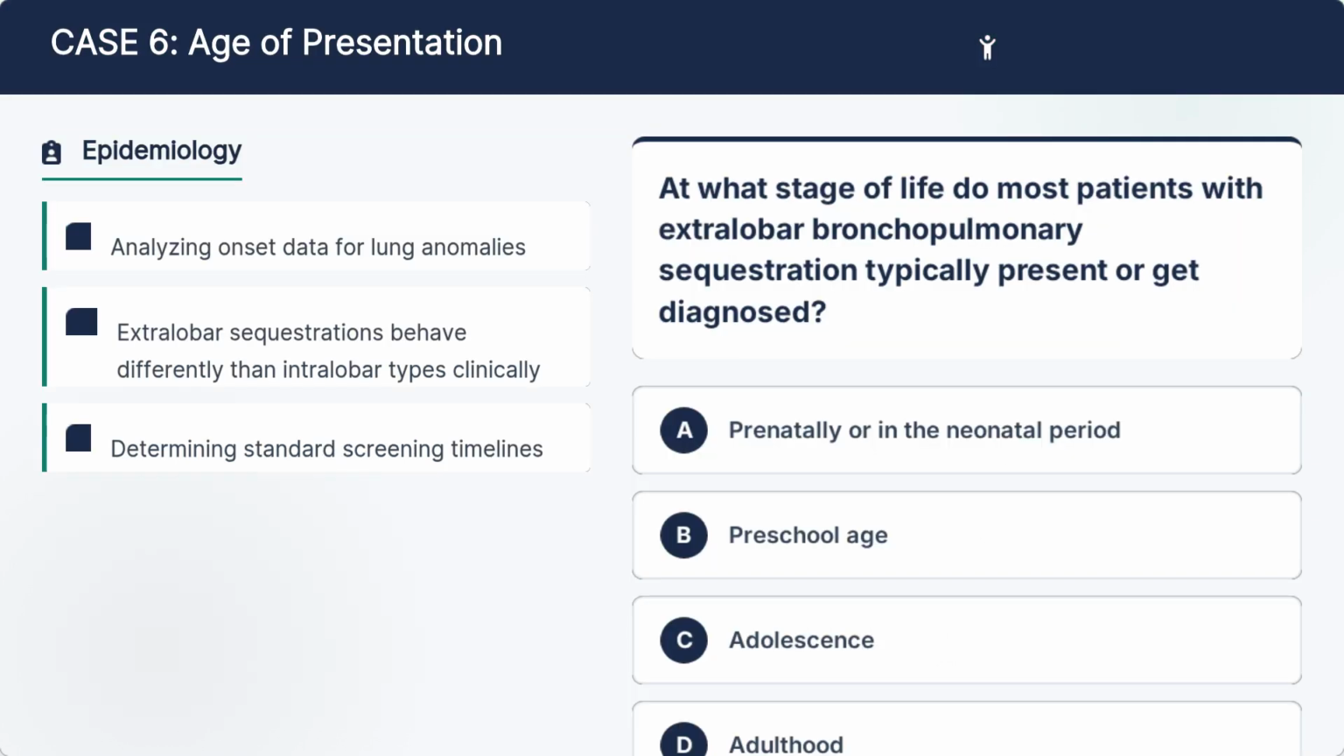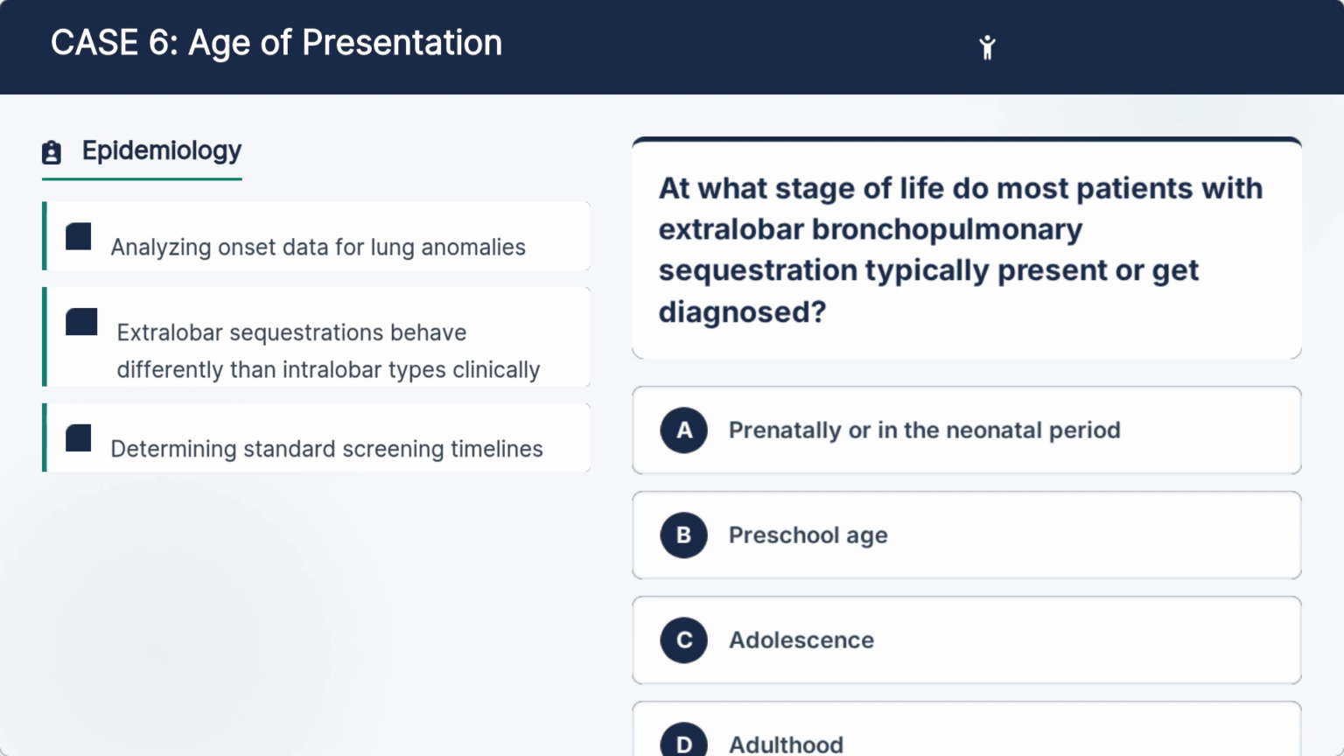Case 6. Age of presentation. The medical team is analyzing onset data for different types of lung anomalies and noting that extralobar sequestrations behave very differently from intralobar types, particularly in terms of when they are typically discovered. The question is, at what age are extralobar sequestrations most commonly diagnosed?